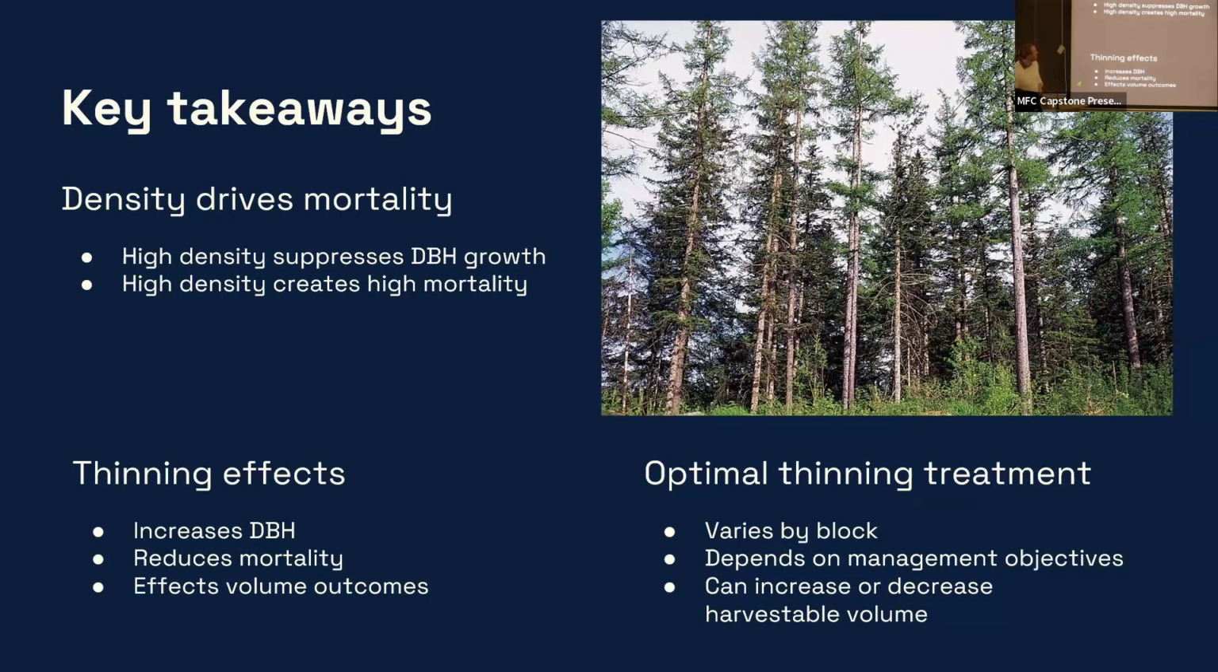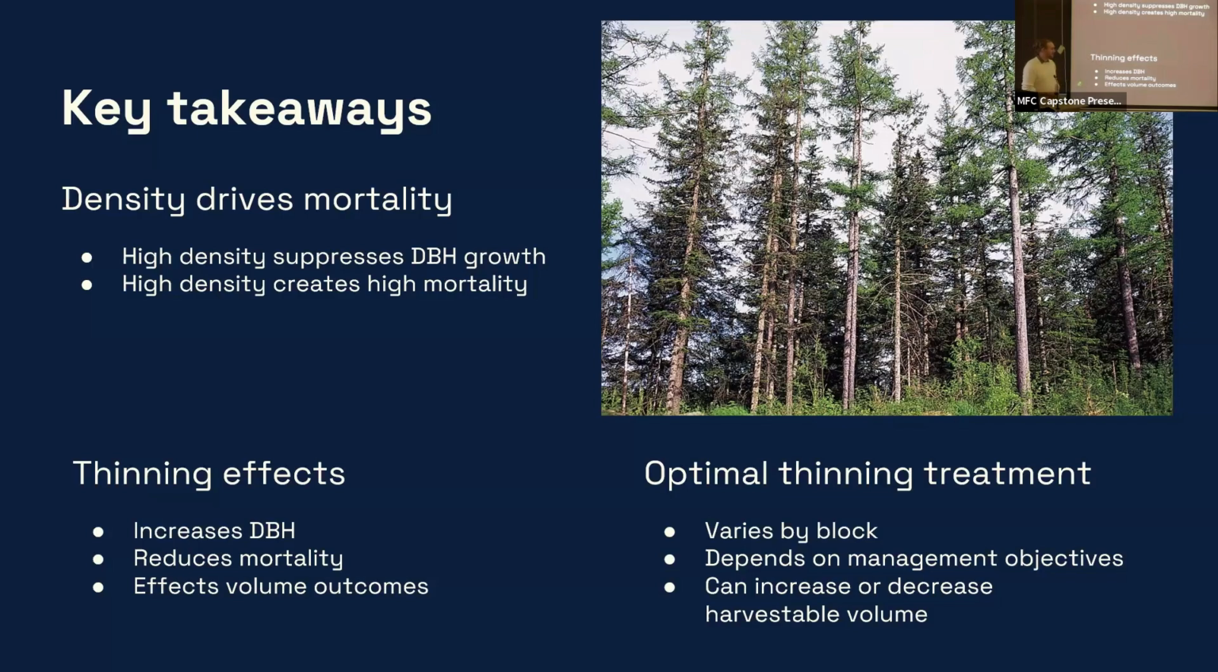So our key takeaways: density drives mortality. The higher the density, the more mortality we're seeing. We can avoid this by thinning. If we thin before we start to lose stems, we can capture that volume and reduce the mortality. High density also limits DBH growth. We see that with a reduction in density, we have larger trees. And again, thinning can avoid both these outcomes.